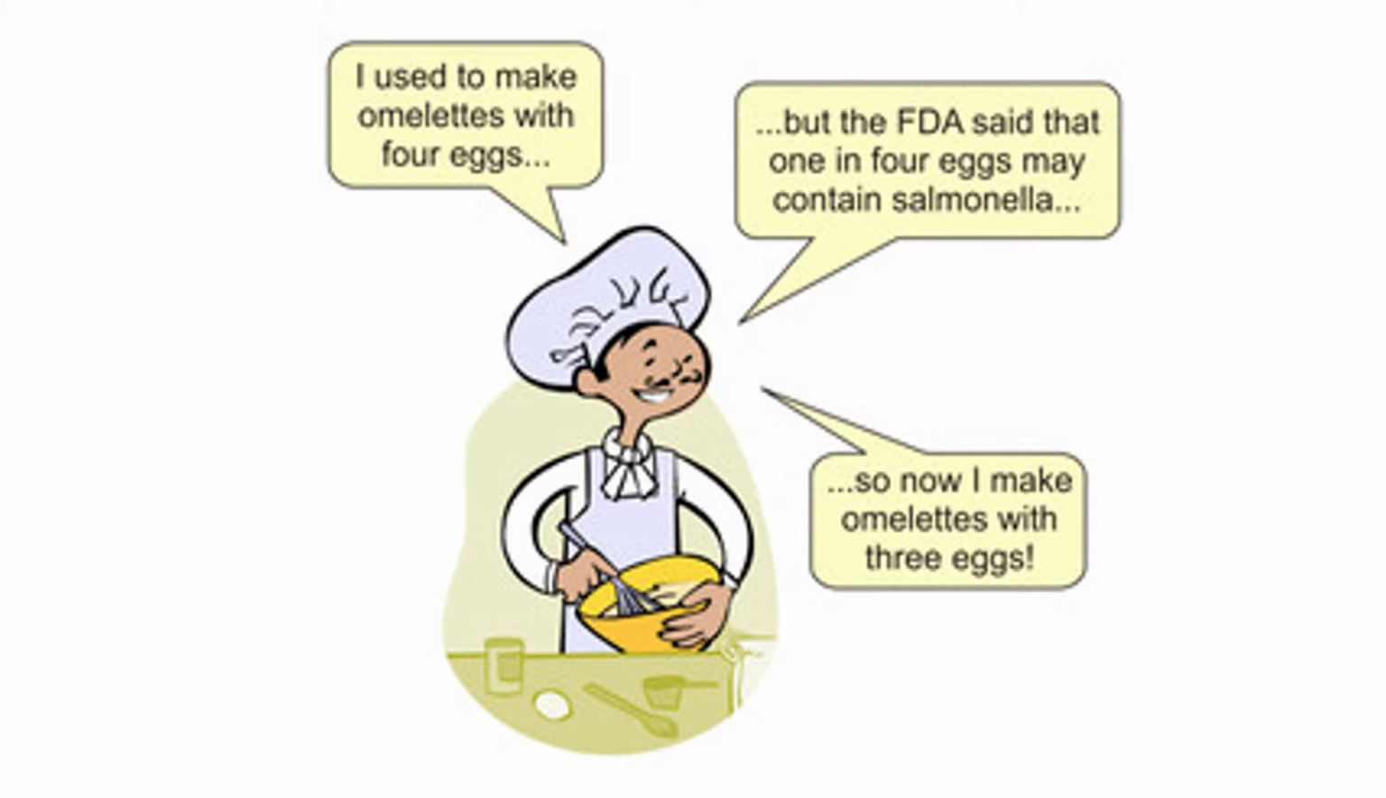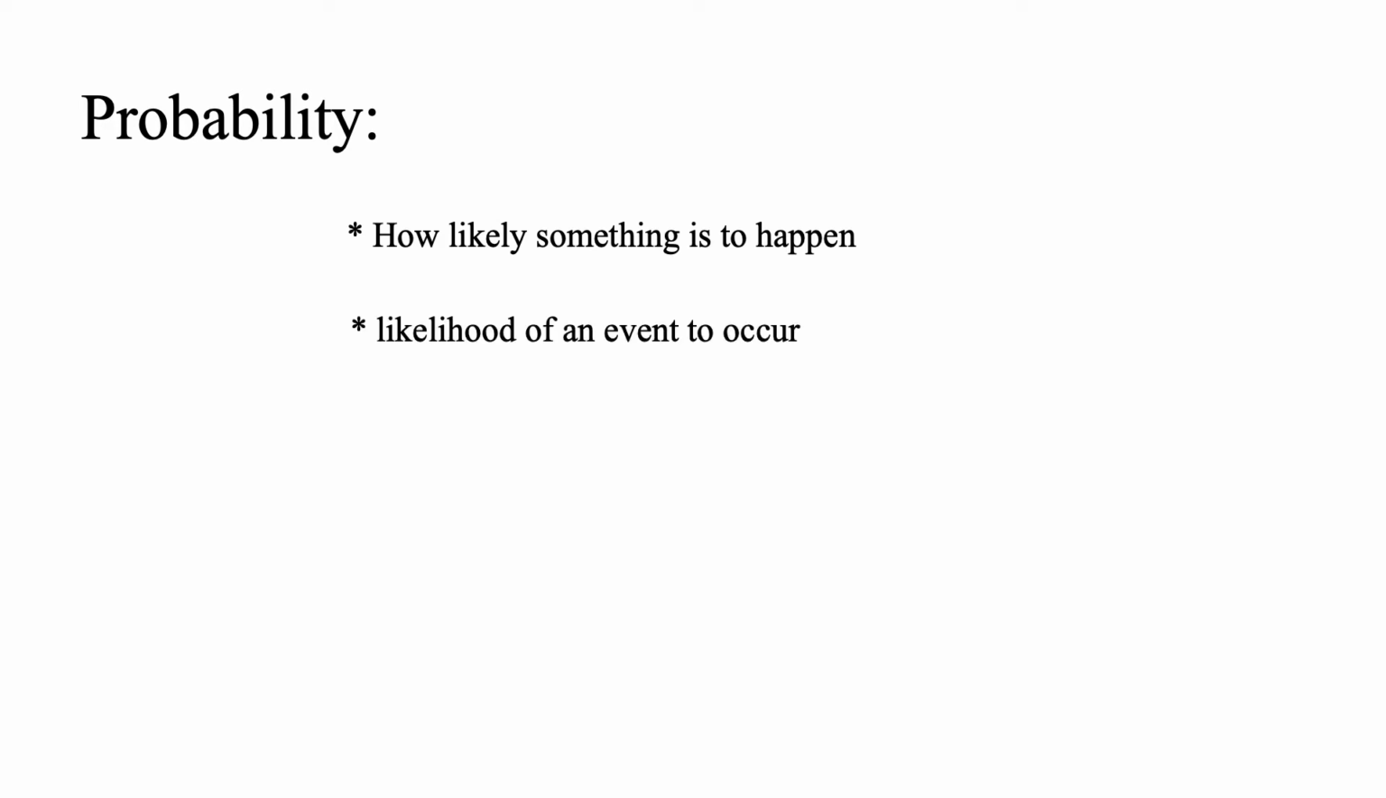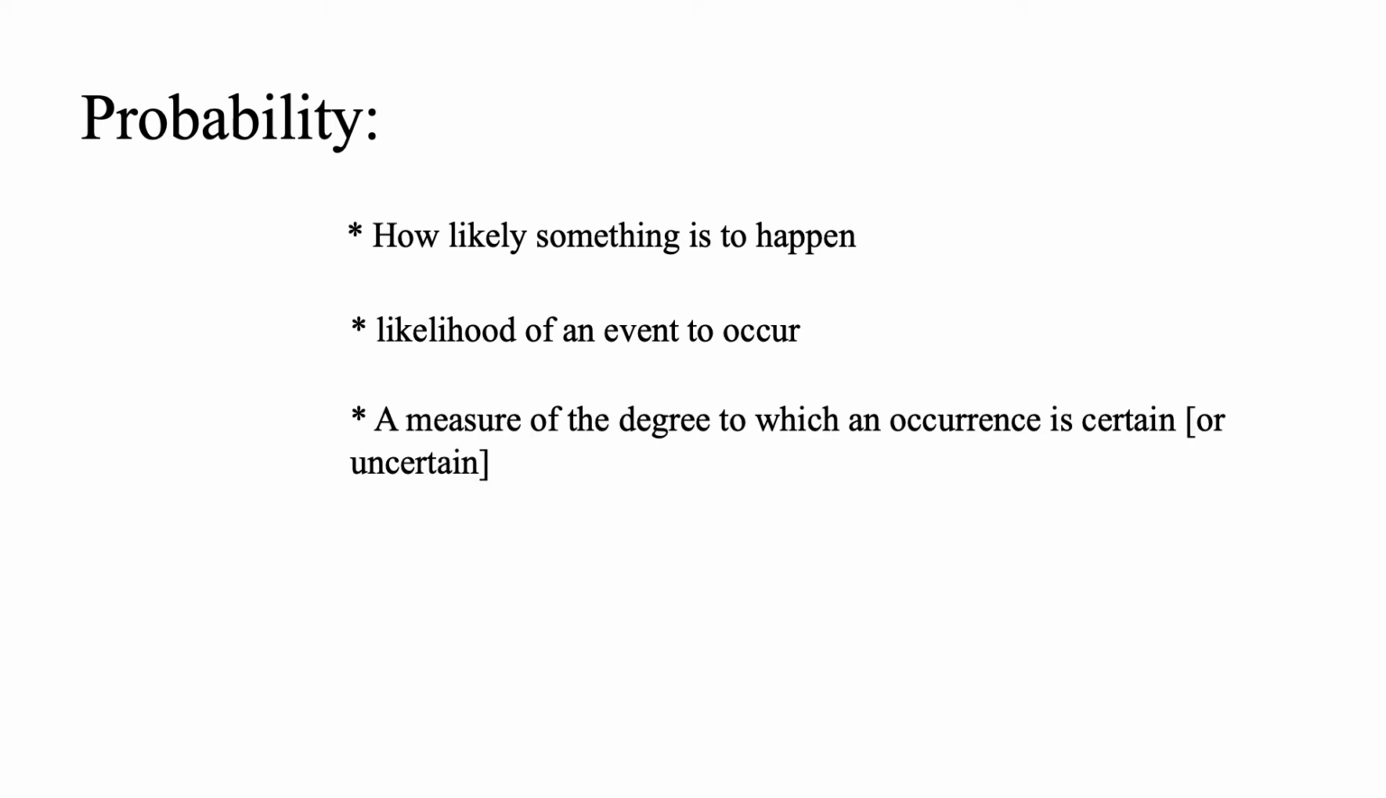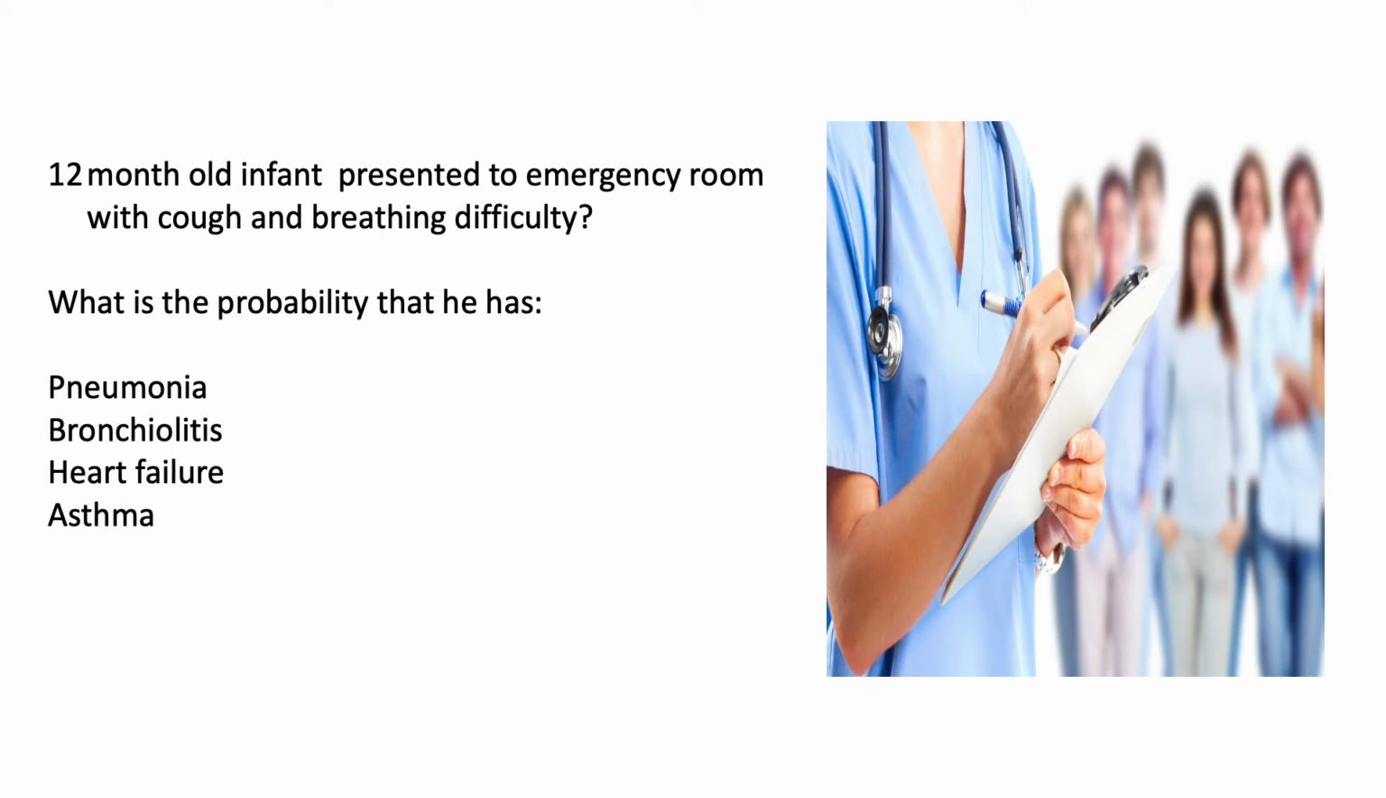A funny example of how to interpret or understand probability in the wrong way. Probability can be defined in different ways, like how likely something is to happen, or the likelihood of an event to occur, or it is a measure of the degree to which an occurrence is certain or uncertain. This is an example of how we apply probability in our practice, but without using numbers or calculators.